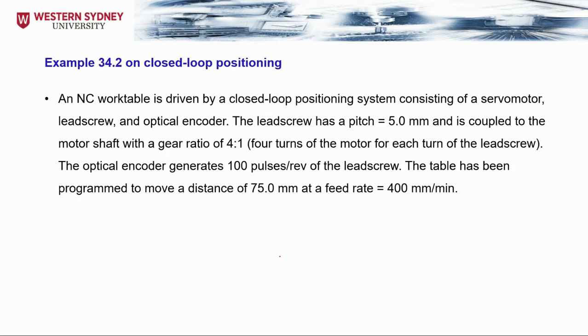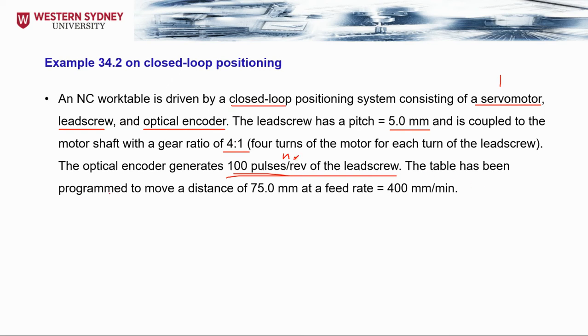Now let's see the other example. We have a numerical control work table. It's driven by a closed loop positioning system consisting of the servo motor, a lead screw, and an optical encoder. So even if we didn't mention the closed loop here, we said that we have a servo motor and the optical encoder, which means that we're going to have the closed loop. The lead screw has a pitch value of 5 millimeters and is coupled to the motor shaft with a gear ratio of 4:1. The optical encoder generates 100 pulses per revolution of the lead screw. Okay, that's when we have Ns equal to 100.